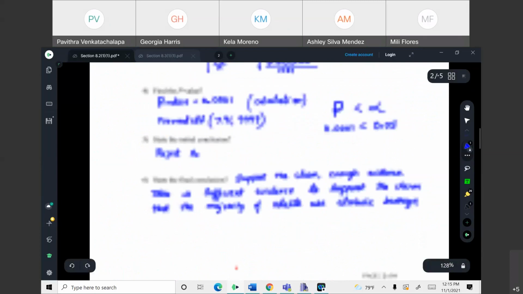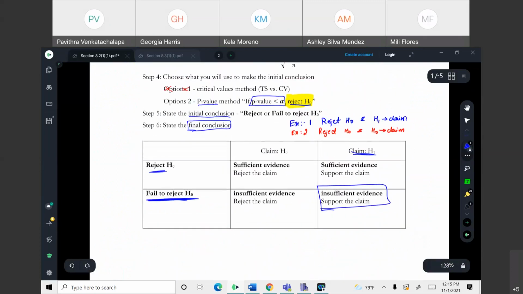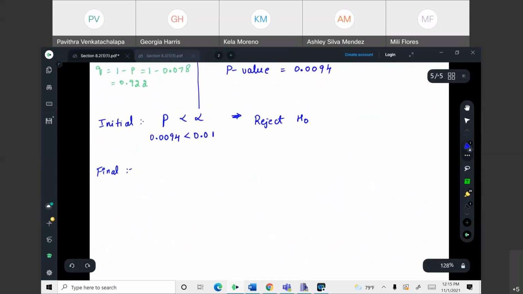So go back to the table here. To make the final conclusion, reject H0, claim H1. That would be sufficient evidence to support the claim. So we will make our final conclusion like this. There is enough evidence to support the claim. That's it.